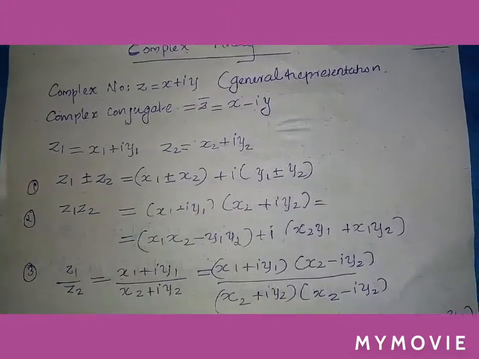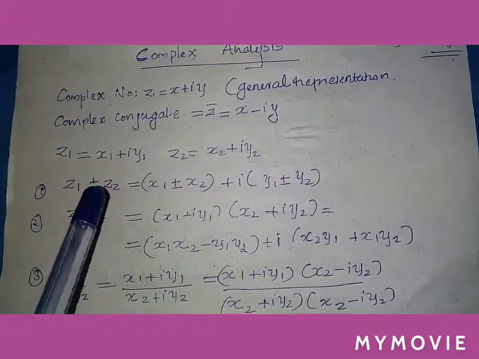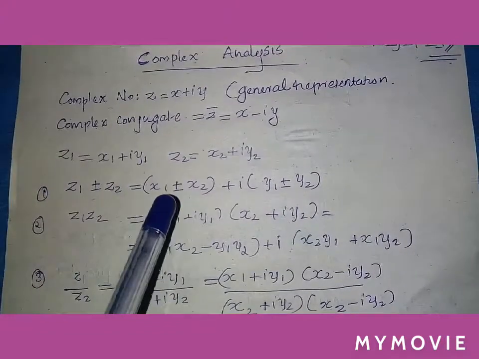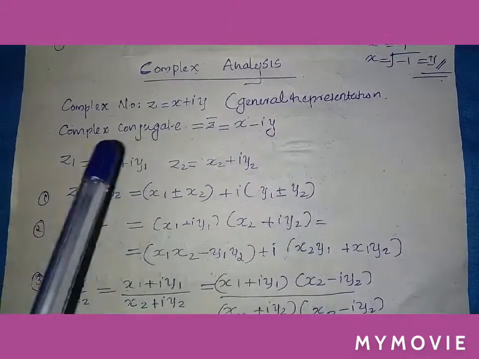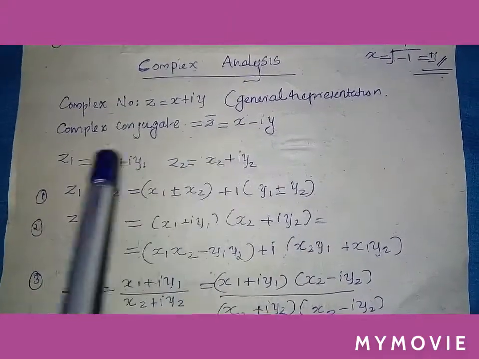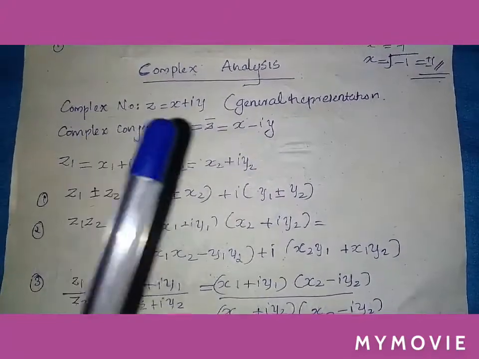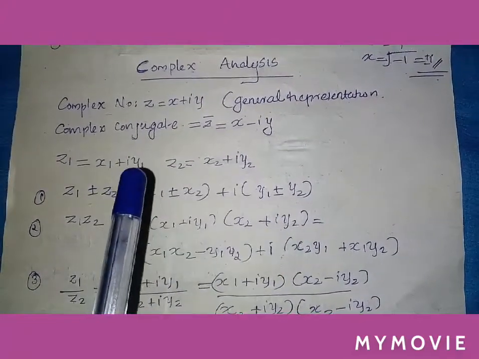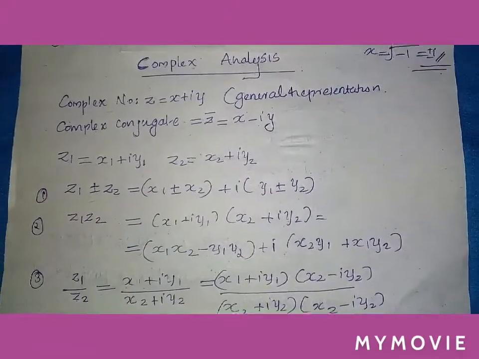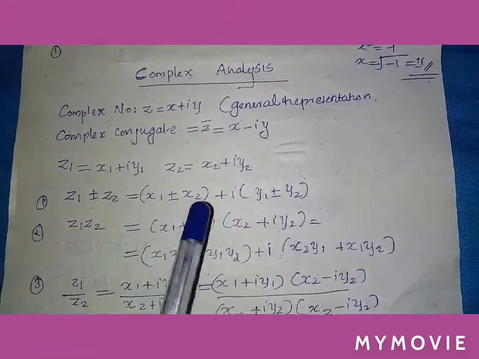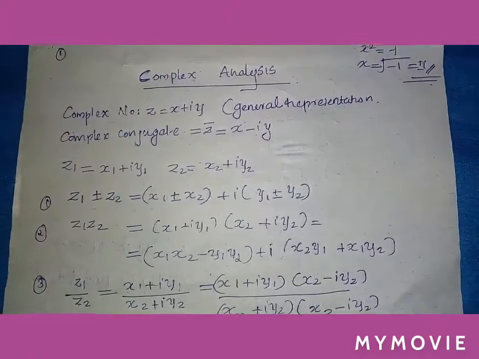So here we cleared about the complex number and complex conjugate, and we have some rules in complex addition, multiplication and division. In complex addition and subtraction, we know that z1 plus or minus z2 is equal to x1 plus or minus x2 plus i into y1 plus or minus y2. Here we are considering two complex numbers z1 and z2, which contain the real parts x1 and x2, and imaginary parts y1 and y2. So what we do is just add the real parts and i into the added imaginary parts.